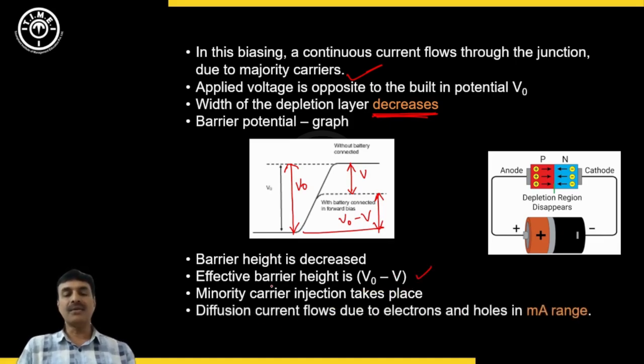And especially in forward bias mode, diffusion current flows due to electrons as well as holes. That is the speciality of the semiconductor devices, diodes. In conductors, conduction is only due to electrons, but in semiconductors like diodes, transistors, conduction happens because of both electrons as well as holes, and the current established in this case in forward bias mode is in the order of milliampere range. Current is in milliampere range, whereas in reverse bias it will be very less. It will be in the order of microampere.